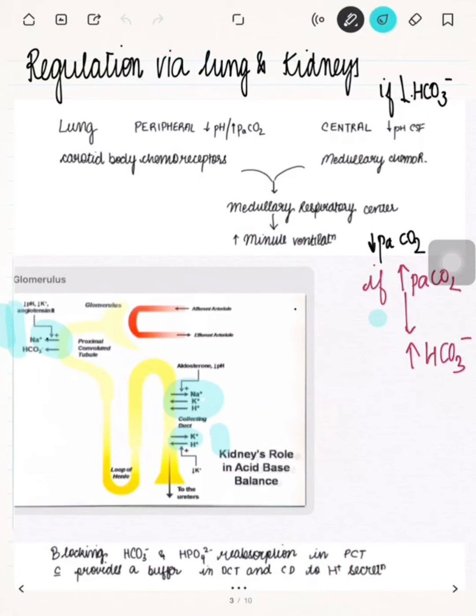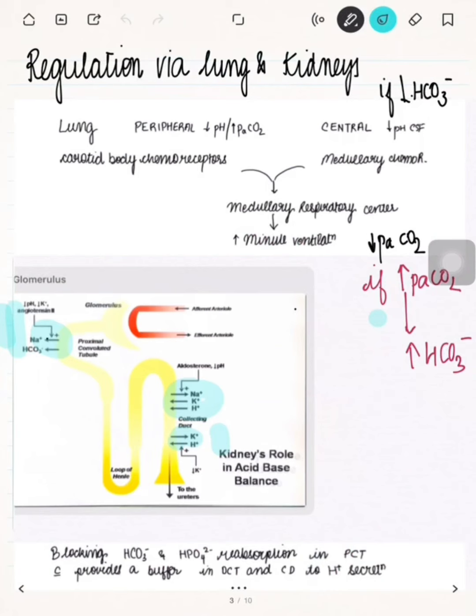Now we need to understand that there are two types of disorders, metabolic and respiratory. Metabolic disorders will affect bicarbonate ion. When bicarbonate is increased in the body, it will lead to metabolic alkalosis. When bicarbonate is decreased, it will lead to metabolic acidosis. Similarly, partial pressure of carbon dioxide, if increased, will lead to respiratory acidosis, and when it decreases, it will lead to respiratory alkalosis. Now, about the regulation via lungs and kidneys.